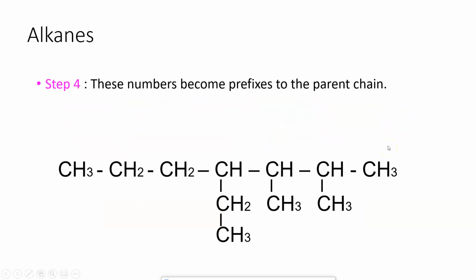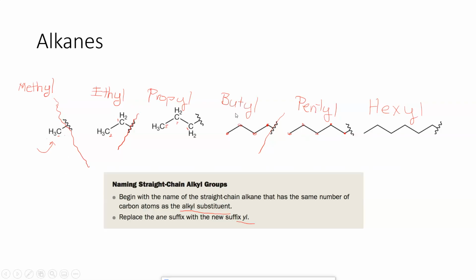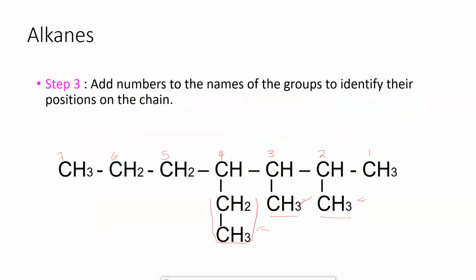So we said that, no, let me go back here. This one contains 2 carbons, therefore this is an ethyl. This one is a methyl. This one is also a methyl. Okay?